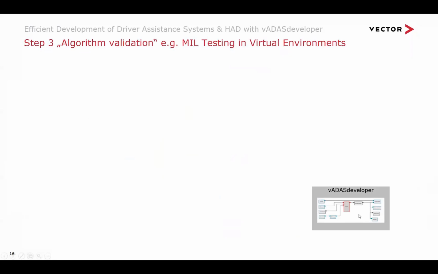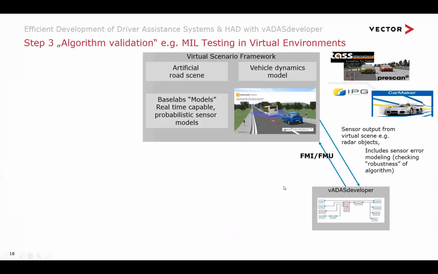But there's also another use case possible: you may want to stimulate your model, maybe because you have a closed loop reaction of your algorithm, and you want to do that against a virtual scenario framework like PreScan from TASS, IPG CarMaker, or VRES. There are a couple more of those environments around. You could do a coupling to vADASdeveloper, for example via FMI, FMU if it's control information. It's not so well suited for object information, but there are different methods for that.